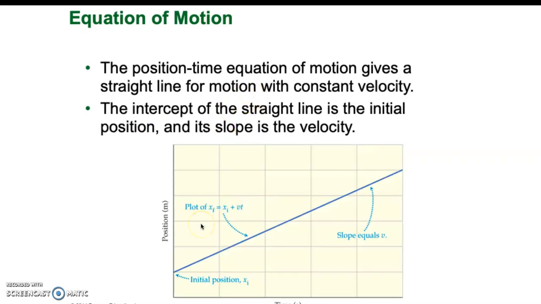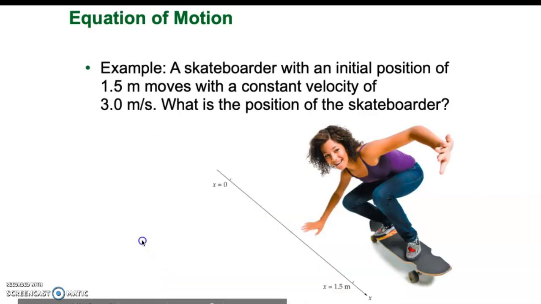Now, the position-time equation gives a straight line for motion, so it's going to be one of these constant velocity graphs that we've talked about. The intercept is the initial position, so this will be my initial position right here. And then the slope will be its velocity, with time on the x, position on the y. So as time increases, you can see what your position will be on this graph. But slope is the v, and the initial position is the y-intercept.